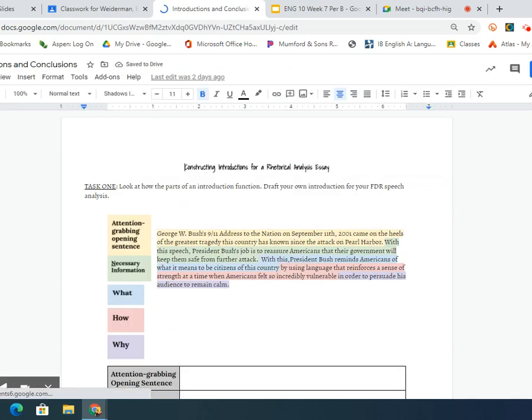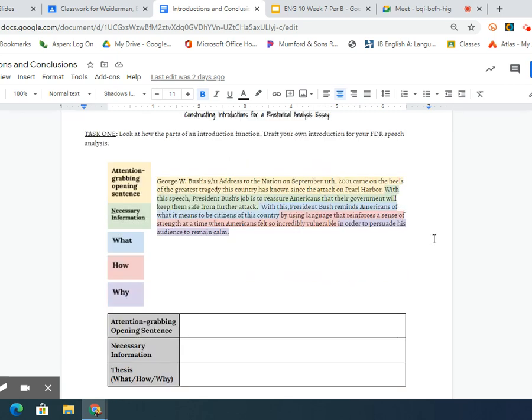For writing your introduction, you're looking at how the parts of an introduction function, and then you're going to draft your own introduction for your FDR speech analysis. Basically, what you're looking for in your introduction is an attention-grabbing opening sentence. This doesn't need to have a wow factor. An attention-grabbing opening sentence is simply providing information that the reader needs to know to draw them in. So we want to move away from questions like, have you ever read so-and-so's speech? We're not doing that anymore.